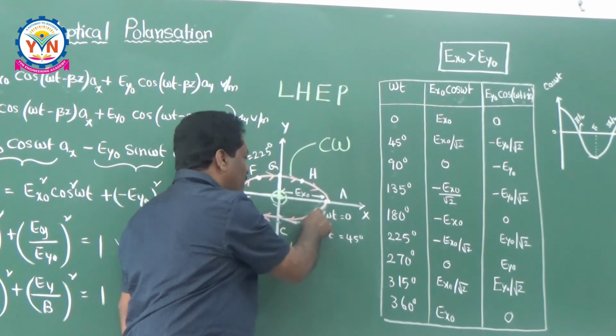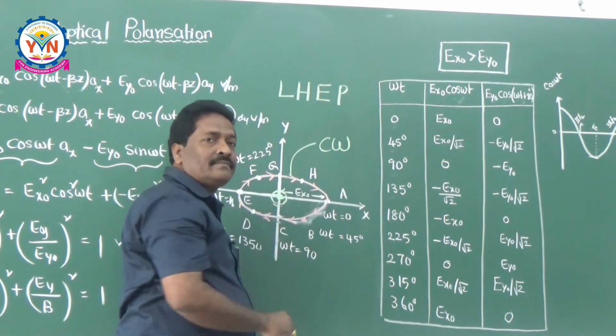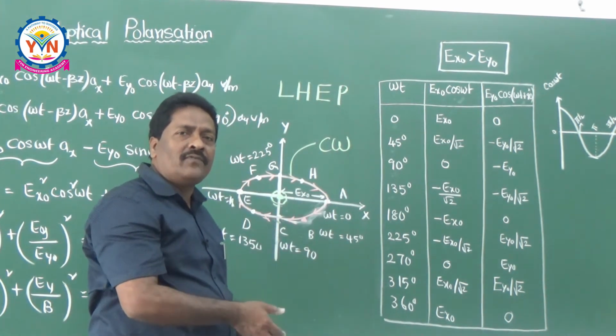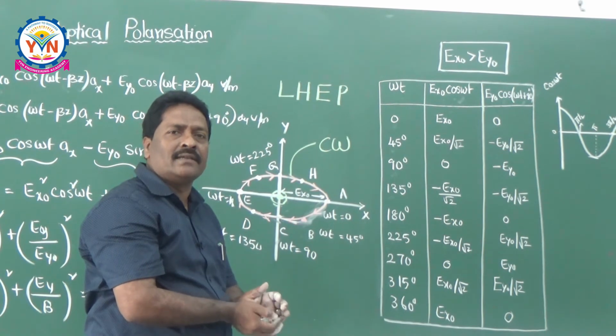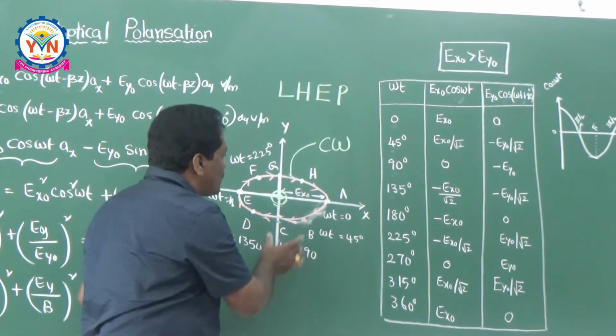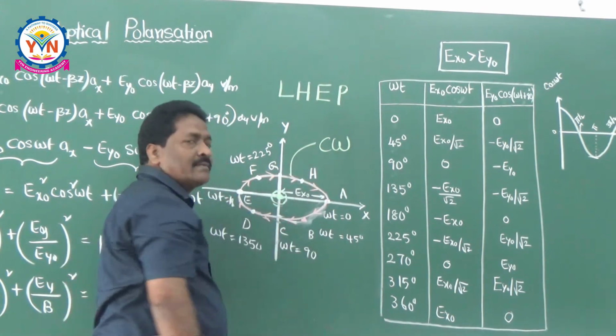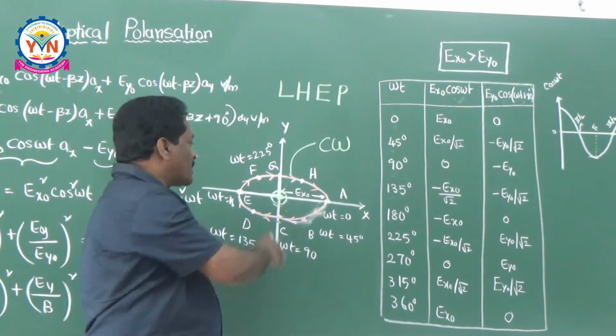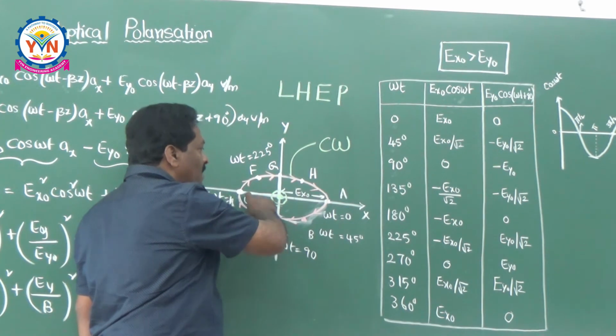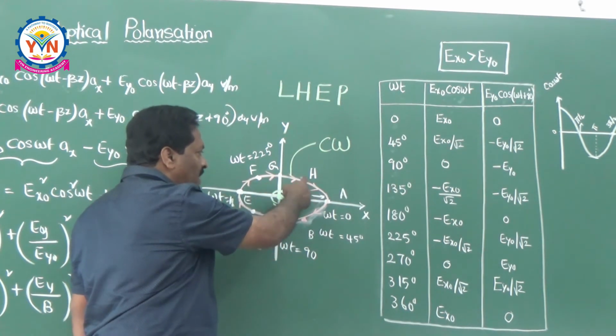But this may not change. So that's the reason, try to identify the polarization like this here. And you can say this is the major axis and this will be the minor axis. And this is called the elliptical polarization because it is actually following the shape of the ellipse.